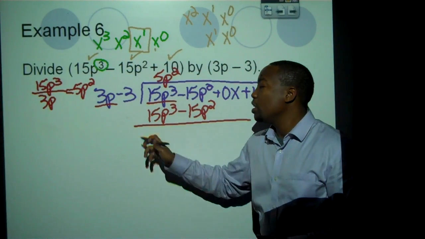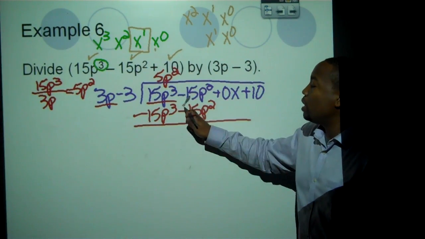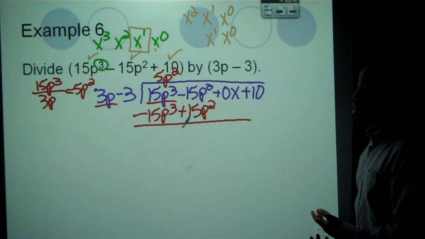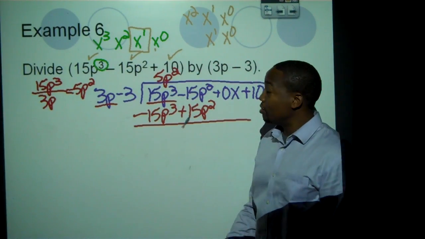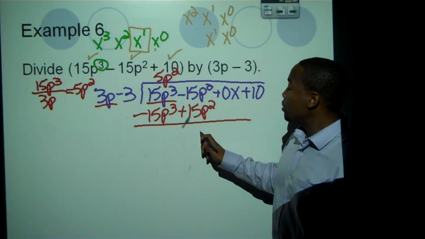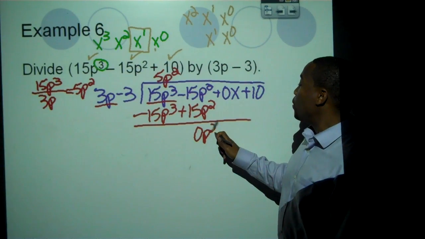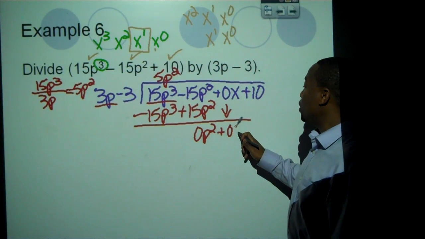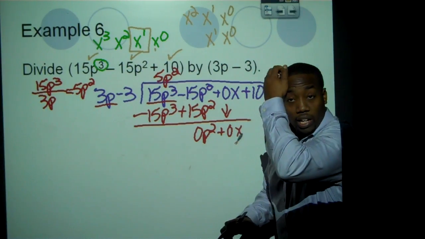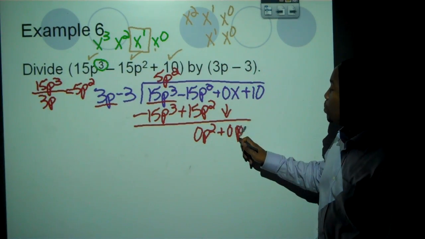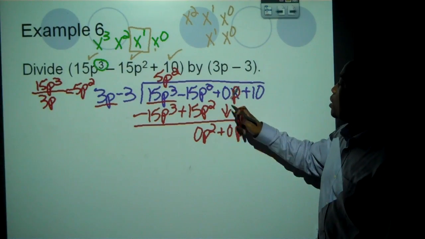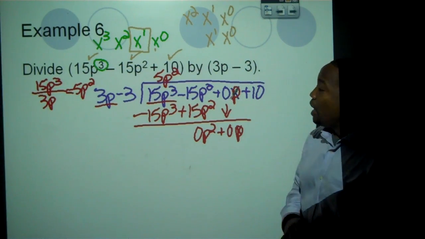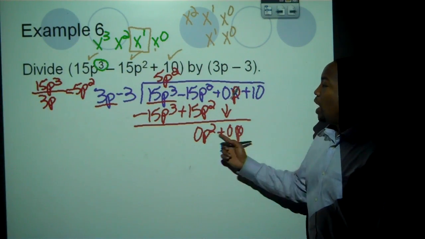Draw my line, change my sign. So instantly you see what? These cancel out. I got lucky this time, so this is 0p squared, and I'm going to bring this down. This is also going to be 0p. So right here, oh, it's not x, this is p. I don't know why I'm writing x here, but this should be a p right here. As you see right here, I'm already done.